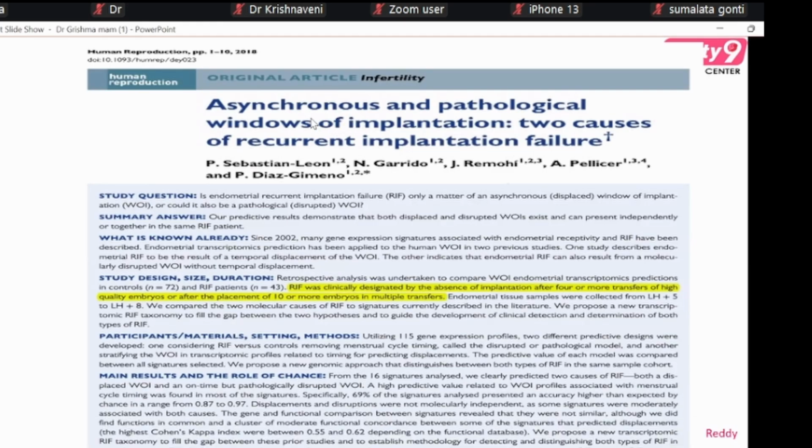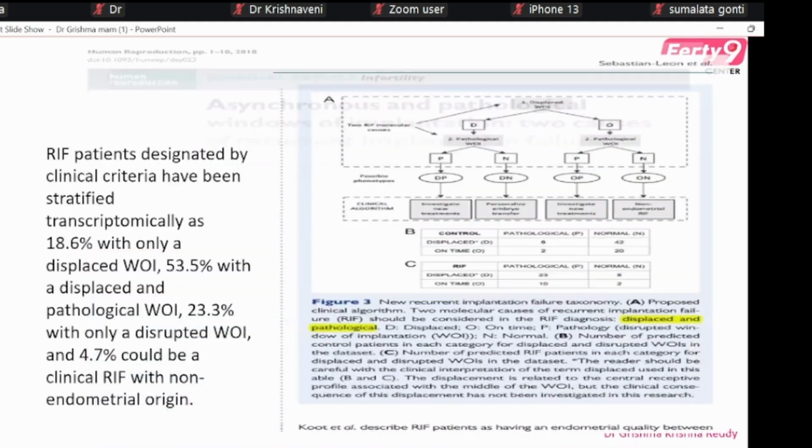So in RIF, there is an asynchronous and pathological window of implantation. RIF was clinically designated by the absence of implantation after 4 or more transfers of 5 quality embryos, or after the placement of 10 or more embryos in multiple transfers. So different definitions are there.